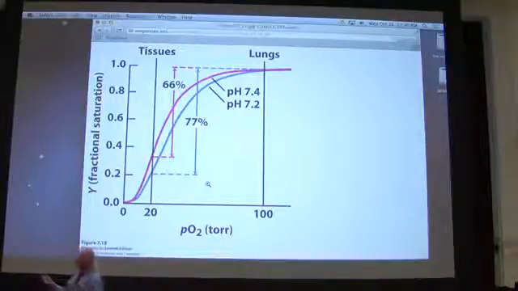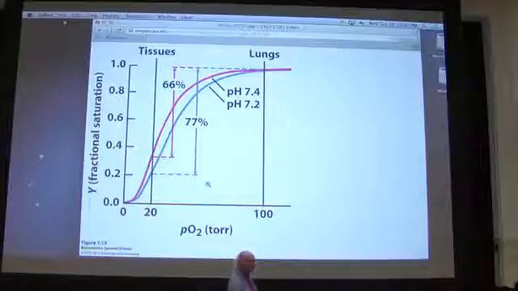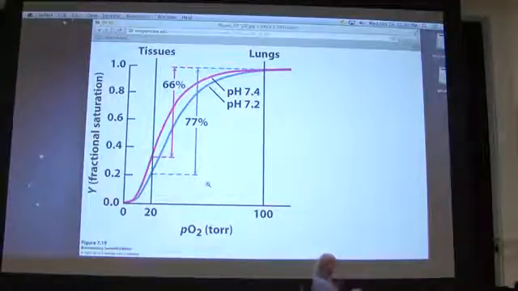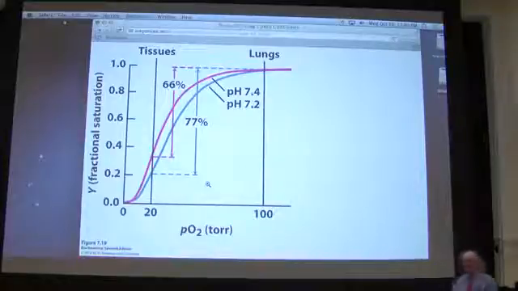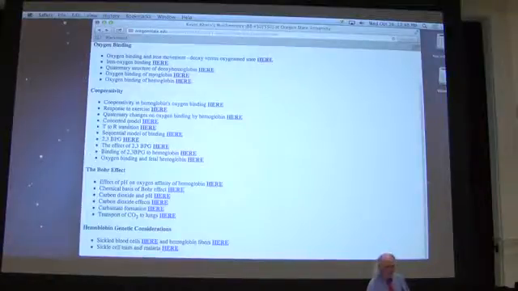So not only is 2,3-BPG there telling hemoglobin, let go of your oxygen, the protons are doing the same thing. This is reinforcing, again, hey, buddy, better give us some oxygen here or we're going to be in trouble. We need some oxygen. Okay. There's still more.